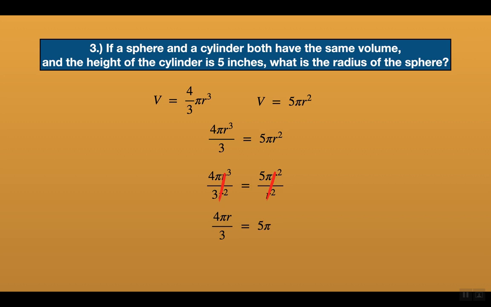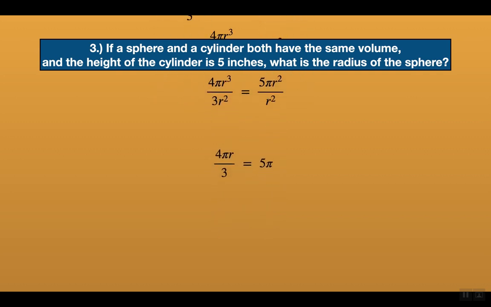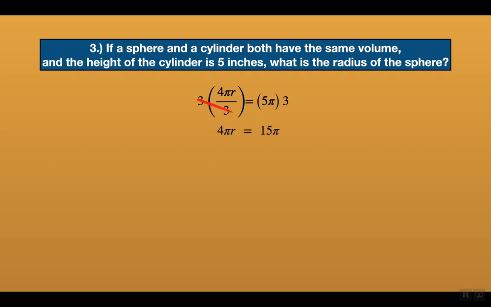In order to solve for that variable, we just have to move everything on the left-hand side of the equation that's not r to the right-hand side. So let's start by moving the 3. The way we're going to move the 3 is by multiplying both sides of the equation by 3. When you multiply both sides by 3, on the right-hand side, you're going to get 15 pi.